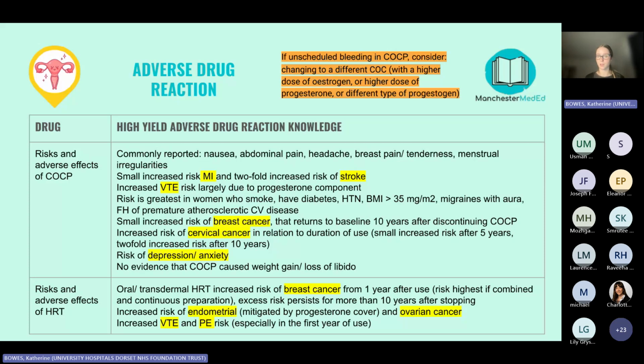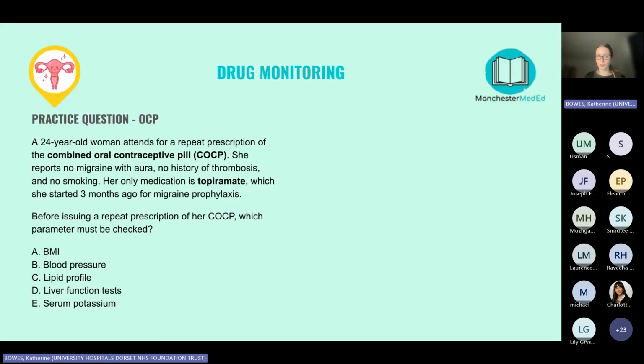I'll move on because of time. And we'll do some drug monitoring now. So just like the message once you've given it a go.